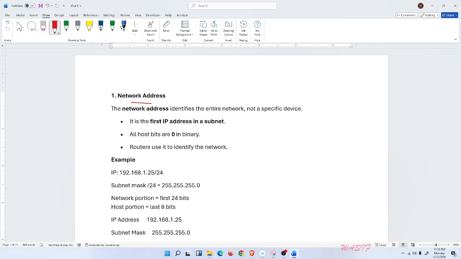What is a network address? A network address identifies the entire network. Now look at here very carefully. A network address identifies the entire network, not a specific device. What does it mean? That means you cannot assign a network address to a particular device. Like a PC, it has an IP address, but there is something called a network address which you cannot assign to a PC. This is not possible, okay?